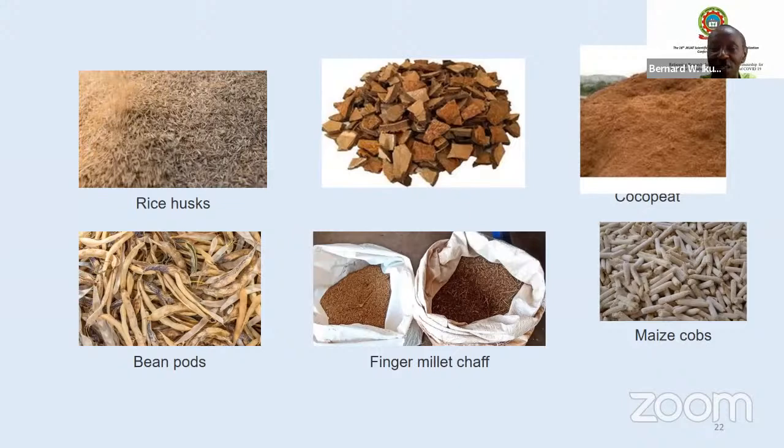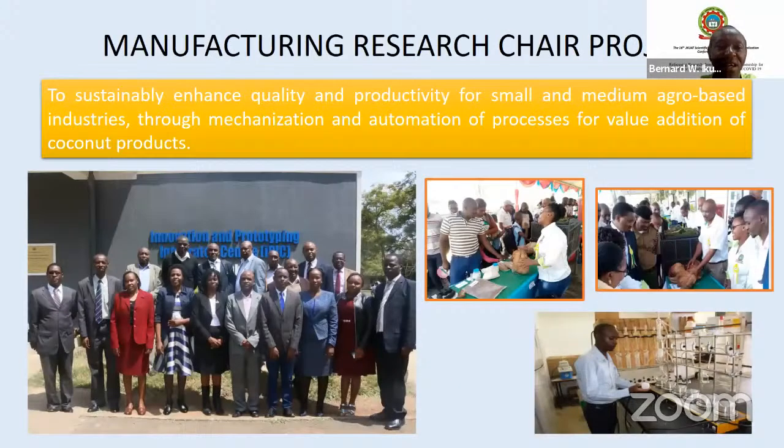And that is a project that we just started. Then the other one is the manufacturing research chair. For those who will join the breakout session on this, you'll be hearing more. But for the sake of those who are not with that, I just wanted to mention what it is all about. We are to enhance quality and productivity for small and medium agro-based industries through mechanization and automation of processes for value addition.